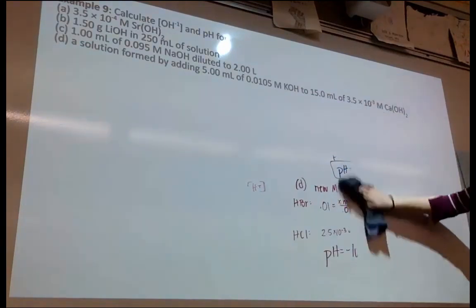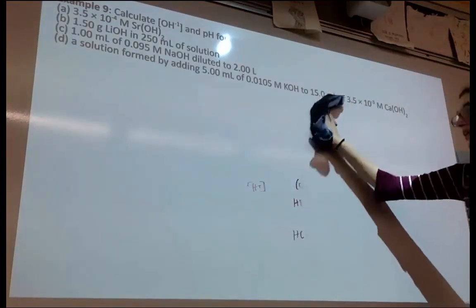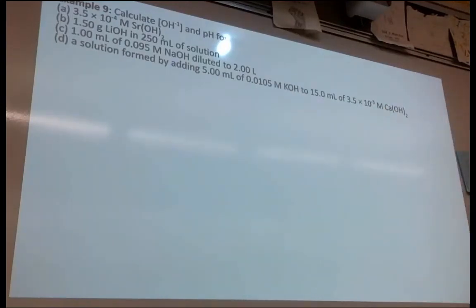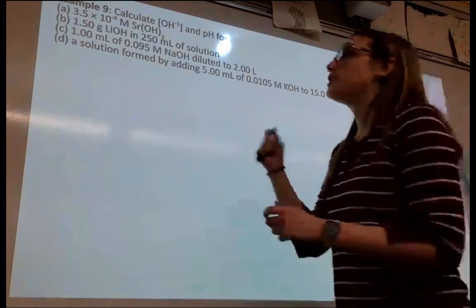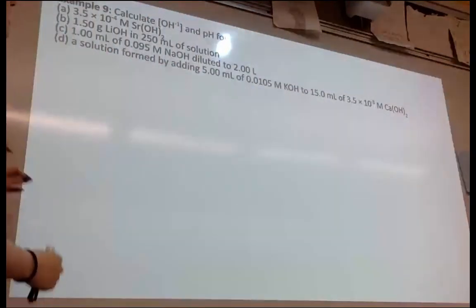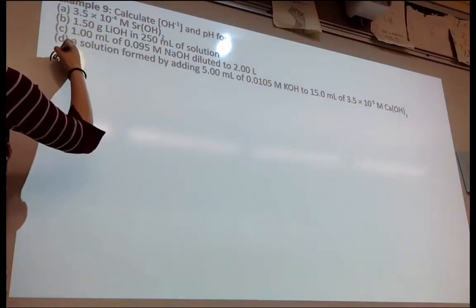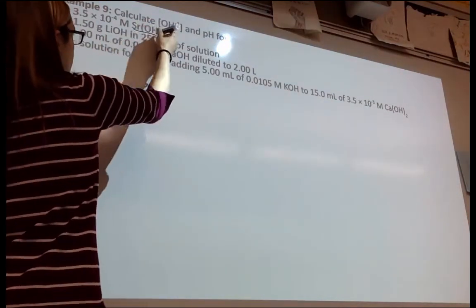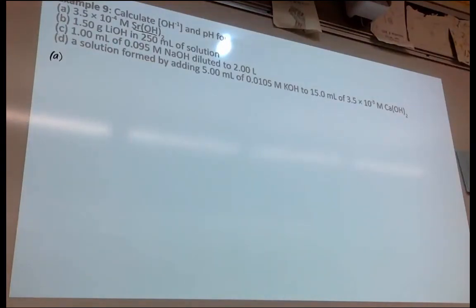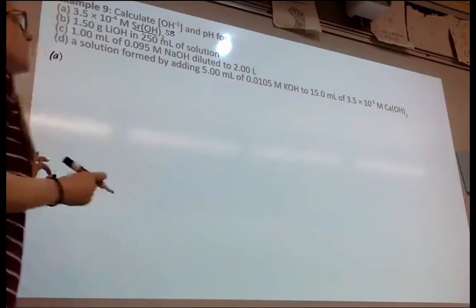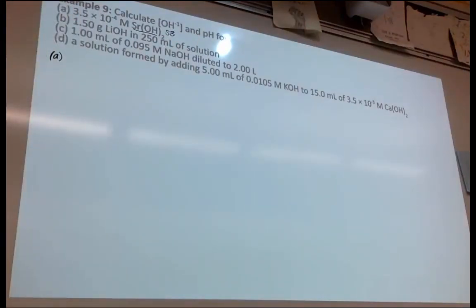Calculate OH minus concentration and pH. And so OH minus concentration means that we're dealing with bases. Looking at part A, we have strontium hydroxide. That is a strong base. Get in the habit of labeling everything. Label whether it's a strong acid or a strong base.